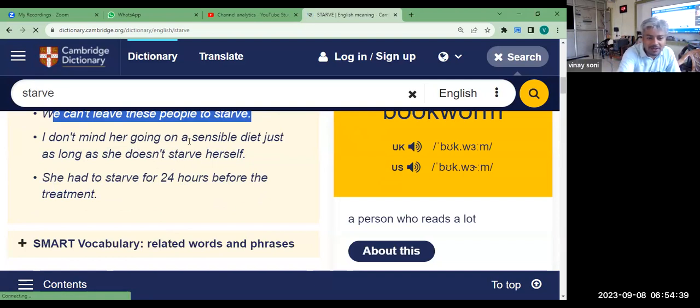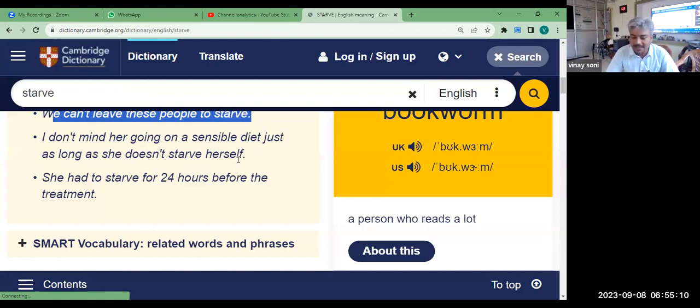I don't mind her going on a sensible diet, just as long as she doesn't starve herself. Some girls want to look slim and they stop eating. And they call it, I'm on a diet. Being on a diet is good, no problems. Being on a diet means eat healthy, don't eat bad things. But starving yourself is not called being on a diet.